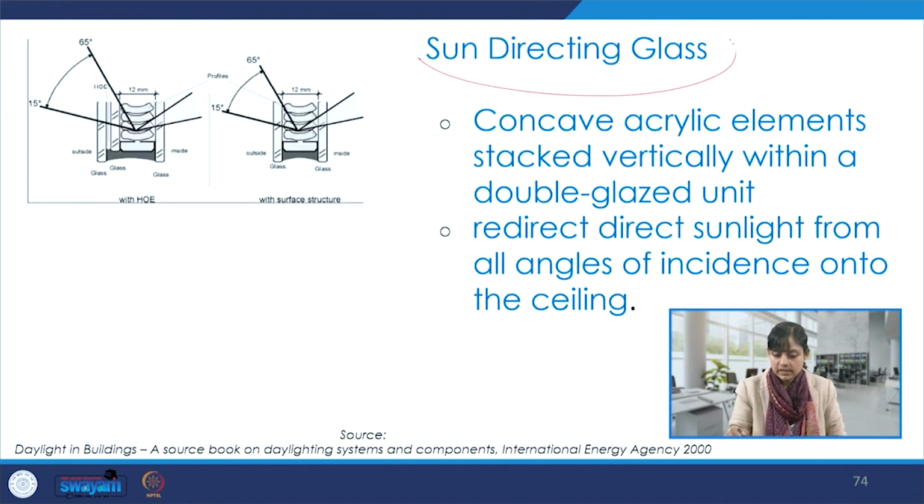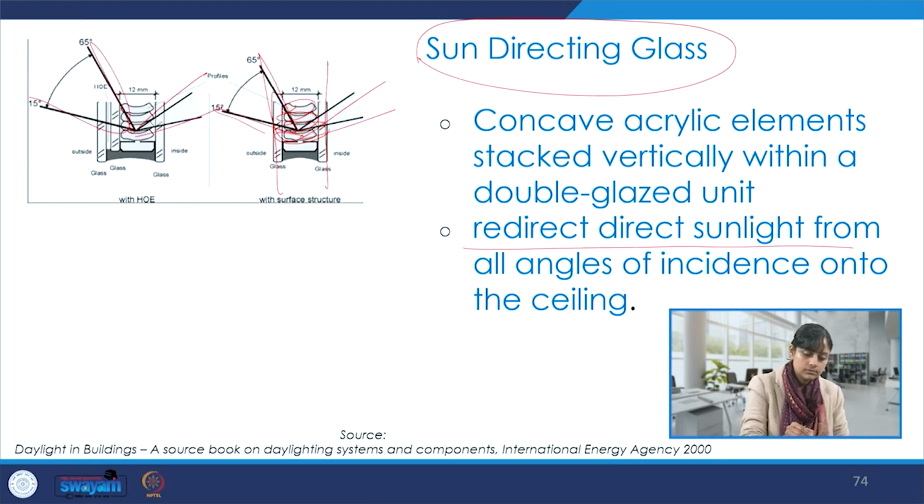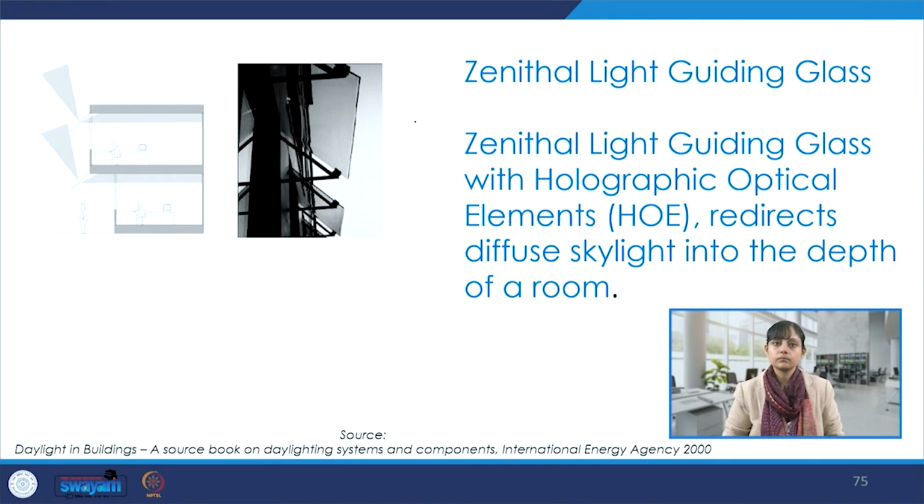Then there are sun directing glasses, concave acrylic elements stacked vertically within a double glazed unit. They redirect direct sunlight from all angles of incidence onto the ceiling. So this is the inside and this is the outside. So this is again an interesting choice.